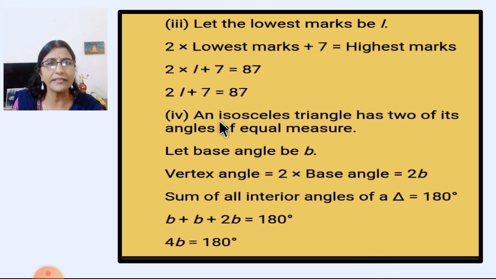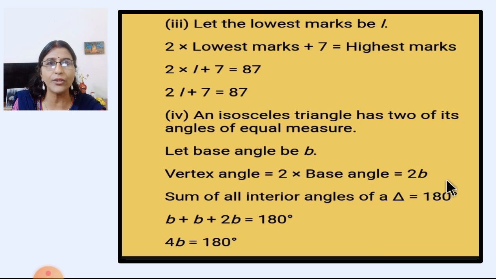First, an isosceles triangle has two of its angles of equal measure. We have learned that an isosceles triangle has two base angles which are always equal. So let the base angle be B. We will assign it as B. Now the vertex angle will be twice the base angle, as given in the question. So 2 into the base angle. The base angle is B.